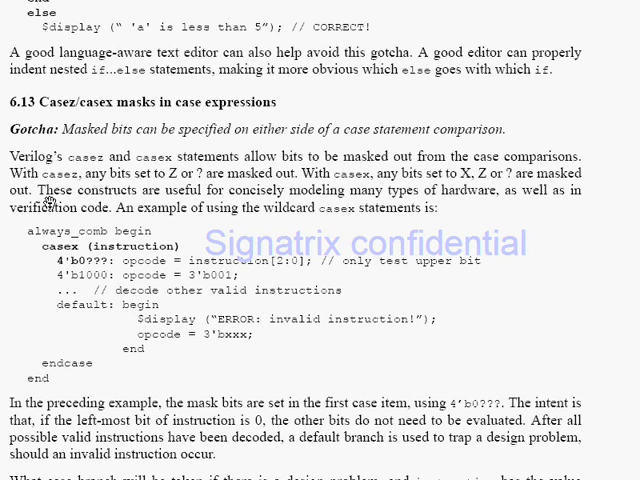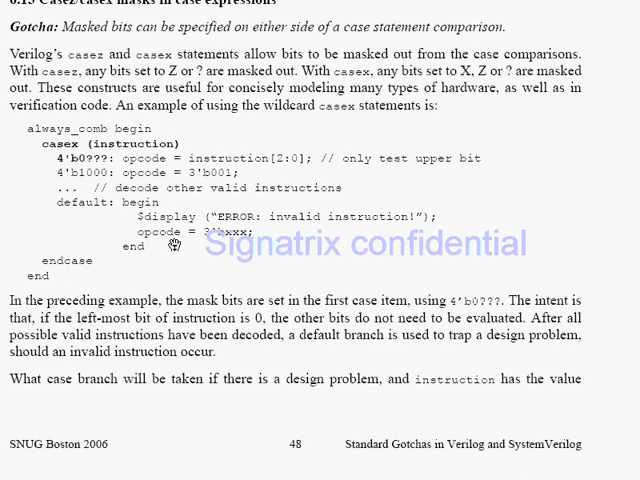So the only difference between case z and case x is that case x will take x as a mask as well, and case z will take only z and question mark as a mask. So these constructs are useful for concisely modeling many types of hardware as well as verification code. Now we'll see one example. We will see one example of wildcard case x.